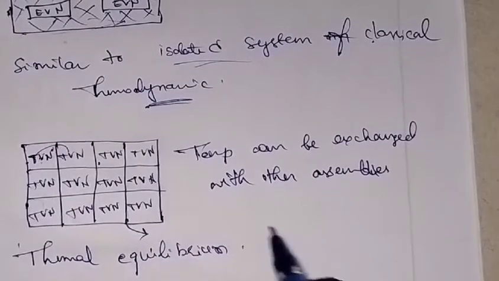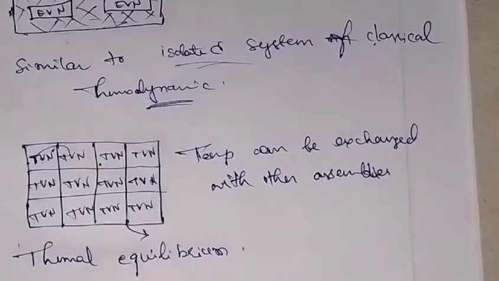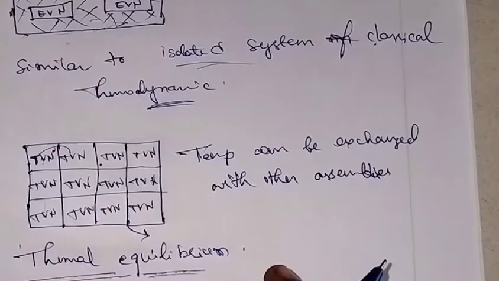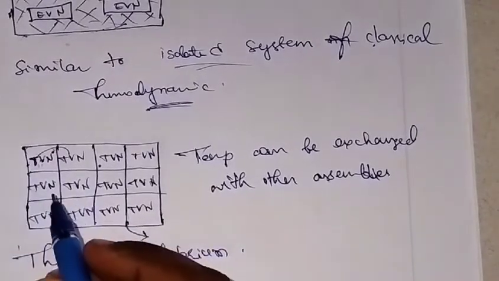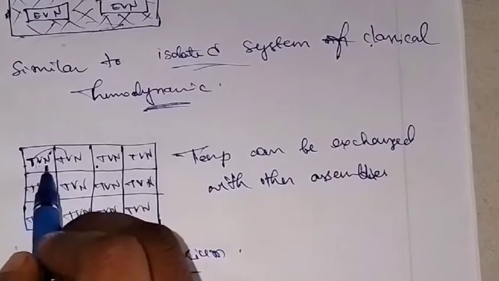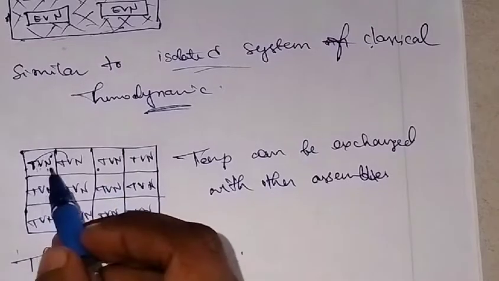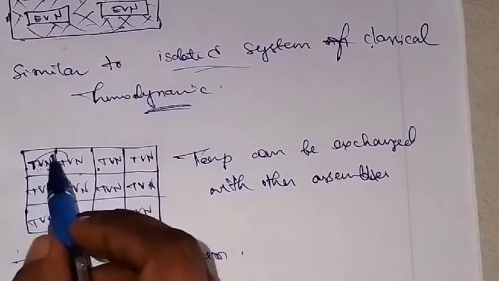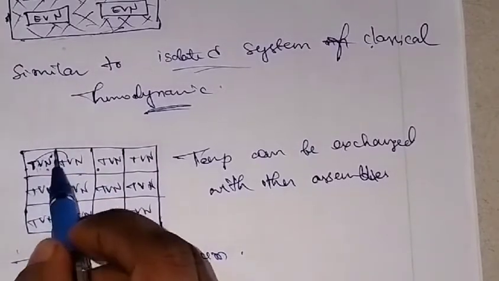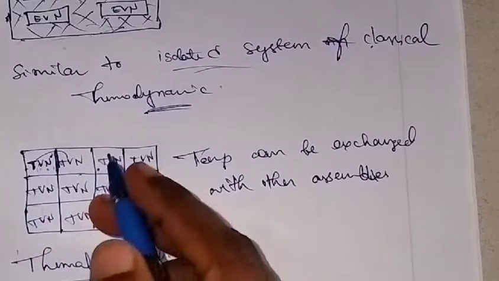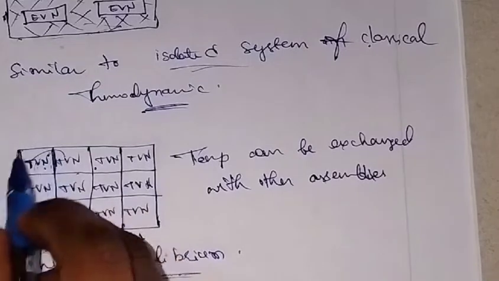Okay, in this type of ensemble, we can see that there is a thermal equilibrium, because the temperature can be exchanged, no? But N cannot be exchanged. N means what? Number of particles. They cannot be exchanged with the other assembly because they are closed, right? Even though it is not rigid, the number of particles cannot be exchanged. It will remain in this assembly only.